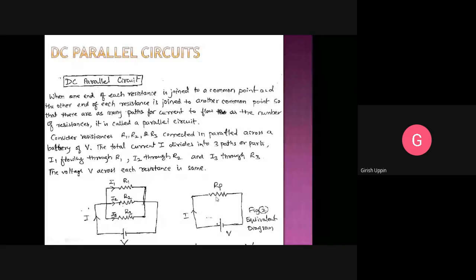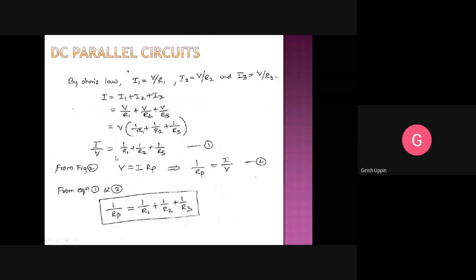If I apply Ohm's law on this particular circuit, what do I get? V is equal to I into Rp. That is, from figure 2, V is equal to I into Rp, or 1 upon Rp. So I will take Rp on this side. 1 upon Rp is equal to I upon V. That is the second equation.